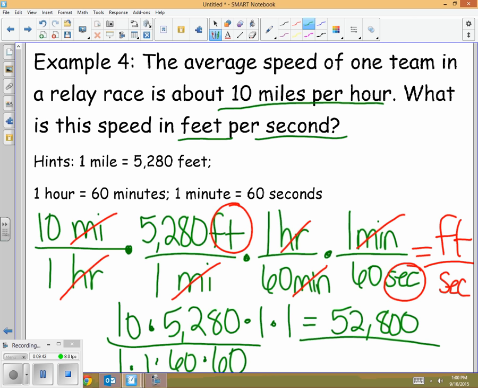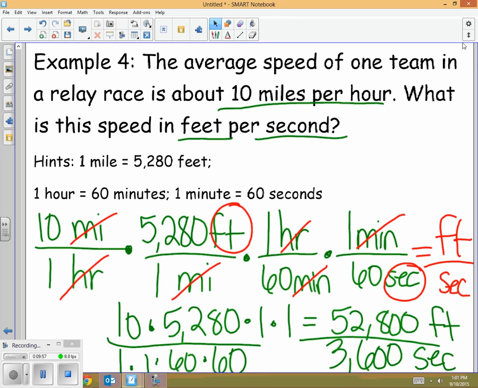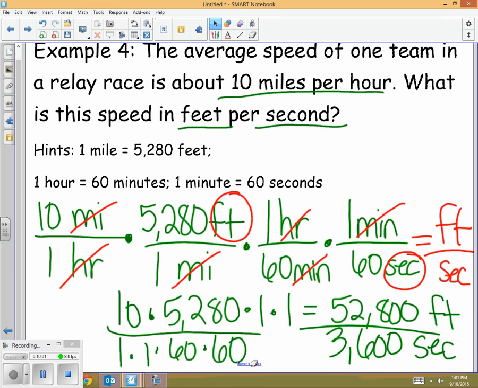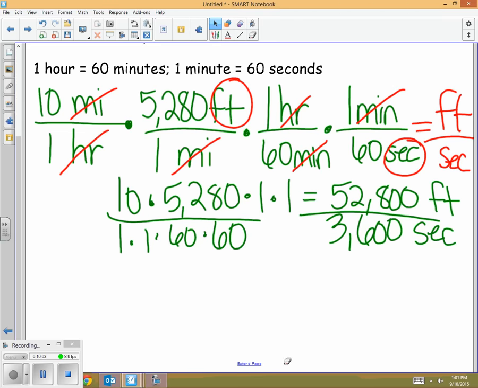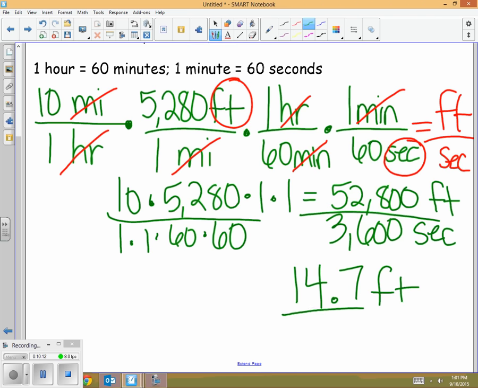That gives us 3,600 feet. Pardon me. And that is per second. Now you can go ahead and divide it out. And when you use a calculator to divide, I don't expect you to long divide on this problem. That would take quite a while. You should get an answer of about 14.7 feet per 1 second.